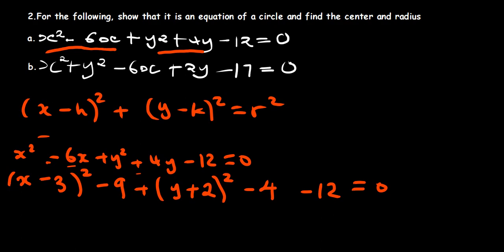Then in this part now, the next thing that I do is I just add this. So what do I get when I add negative 9, negative 4, and negative 12? What do I get? Negative what?